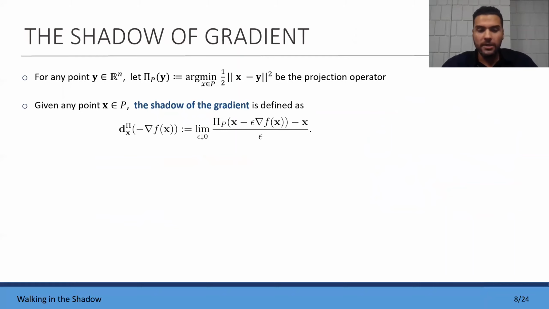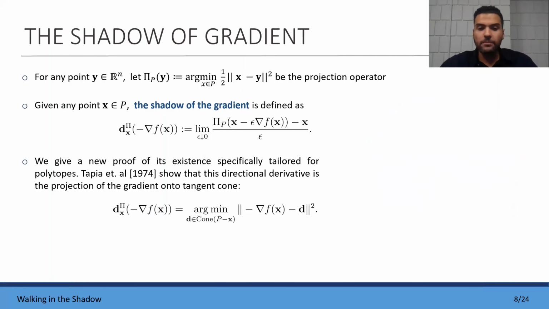So in this talk, we're going to let Π_P be the Euclidean projection operator onto our polytope P. And for any point x in the polytope, we define the shadow of the gradient as this limit quantity we see here in the slide. And this is just basically the directional derivative of the projection operator. So this quantity has been looked at before in the literature.